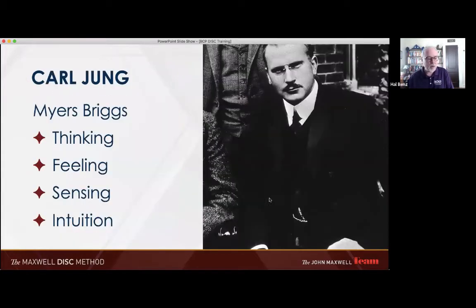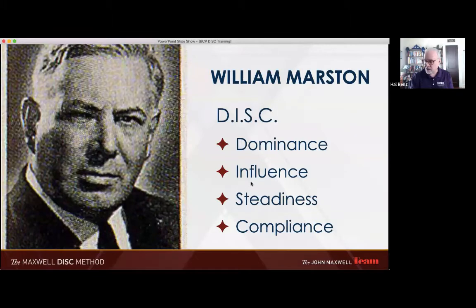It was in 1921 that a guy named Carl Jung, who is a Swiss psychologist, started to take a look at behavior. And he said, "Look, what we really do is we look at behavior in terms of these categories. There's thinking, there's feeling, there's sensing, there's intuition." And after that, it was Dr. William Marston in 1928 who took that work and really brought us to where we are today thinking about DISC.